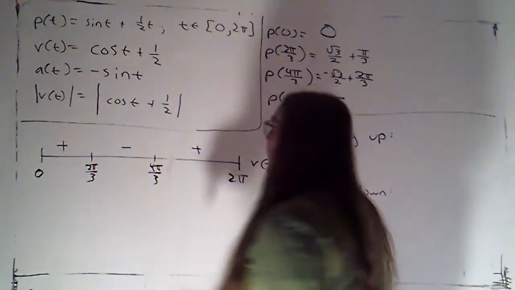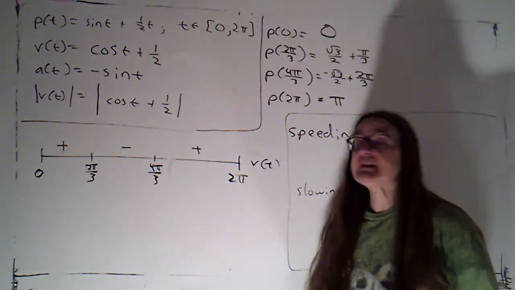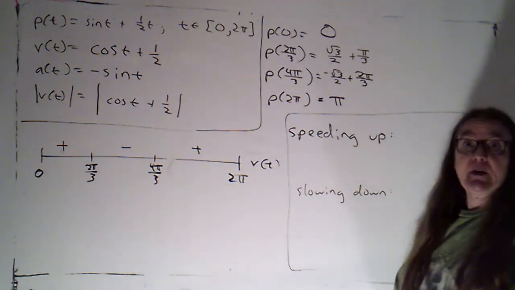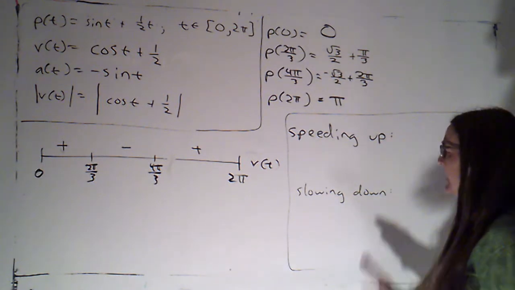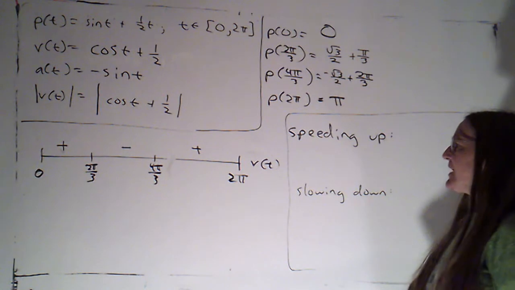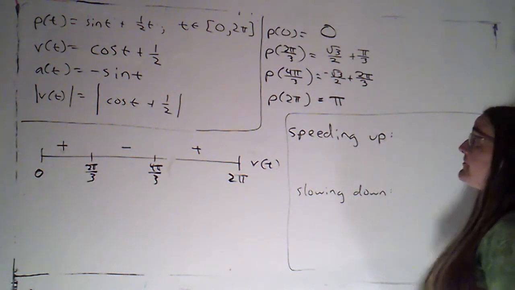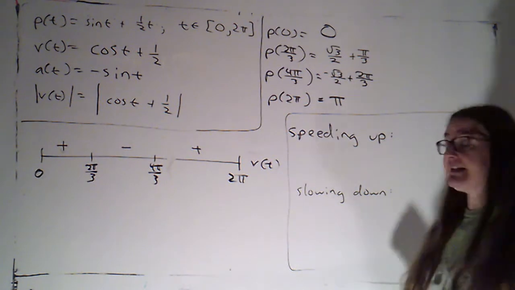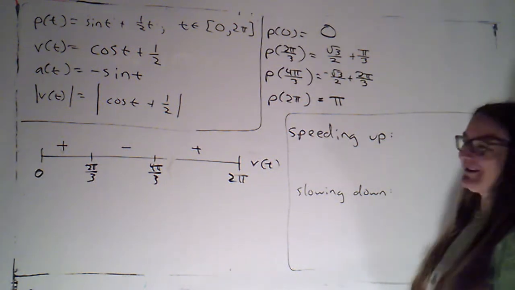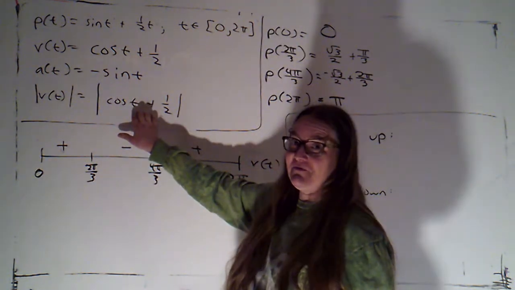All right, now I want to find the open intervals, once again, where our particle is speeding up and where it's slowing down. And just a reminder, people see speeding up and slowing down and they think acceleration, but acceleration is the derivative of velocity. I did not say velocitying up and velocitying down. I said speeding up and slowing down.